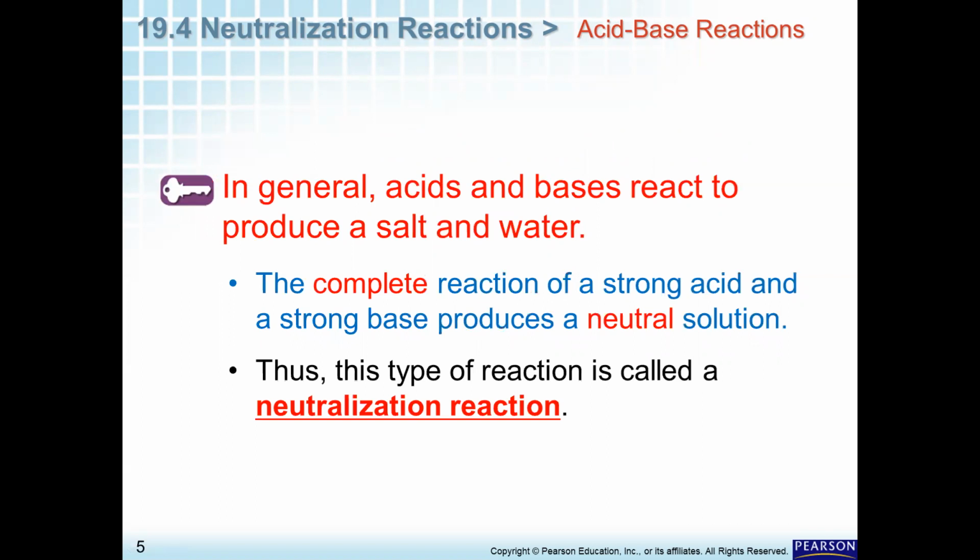Why is it called a neutralization? Because the solution we get when we finish is a neutral solution, especially when we have a strong acid with a strong base that go to completion. Every part of the acid and every part of the base reacts, so the pH of the produced solution is neutral. It's going to be a pH of 7. For that reason they call it a neutralization reaction, because you are neutralizing an acid with a base, or the opposite, neutralizing a base with an acid.